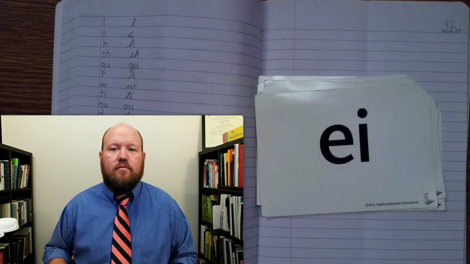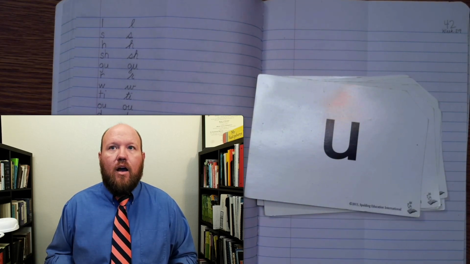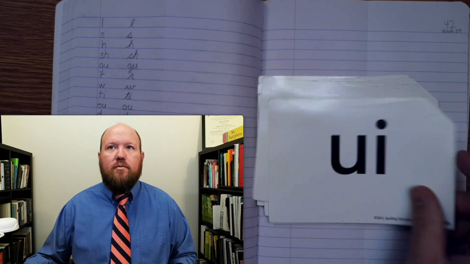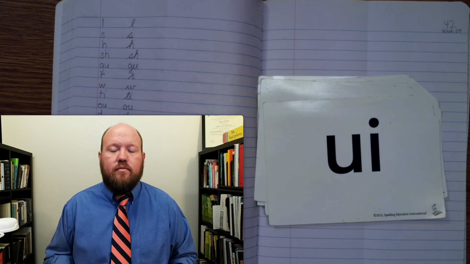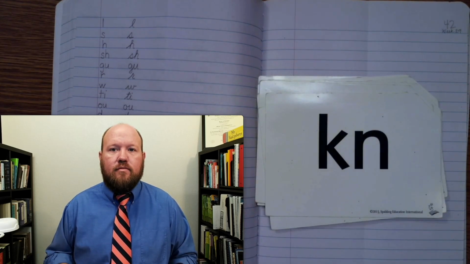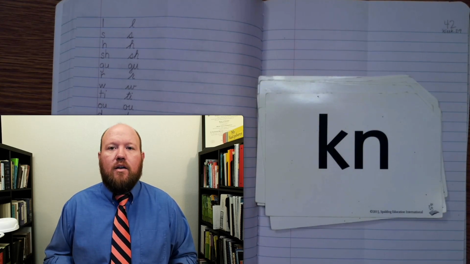Nurse. E, A, I. Now, when can I use this phonogram? After a C, when it says A, or it's one of the exceptions. A, U, U. O, U, not used. M, two letters, beginning.